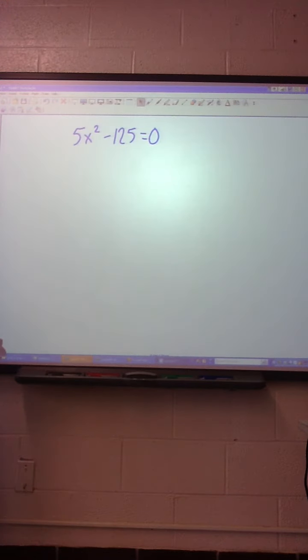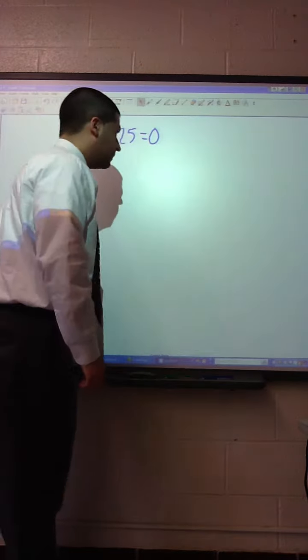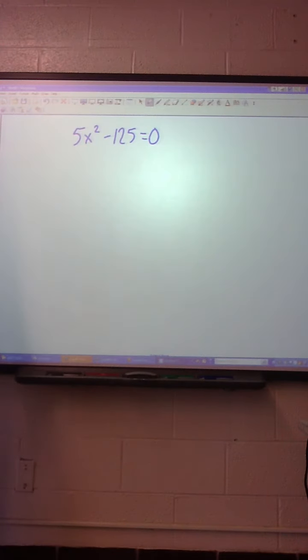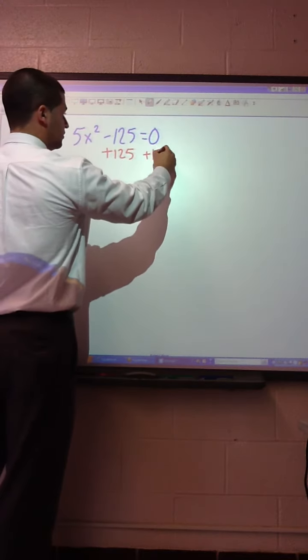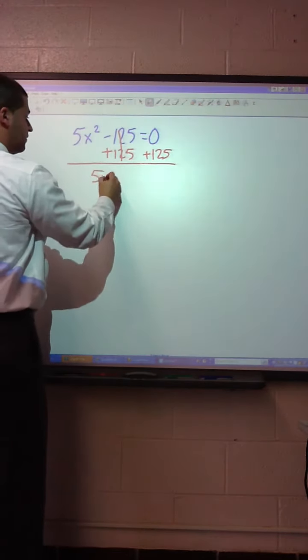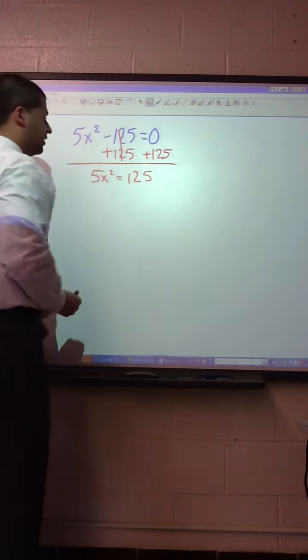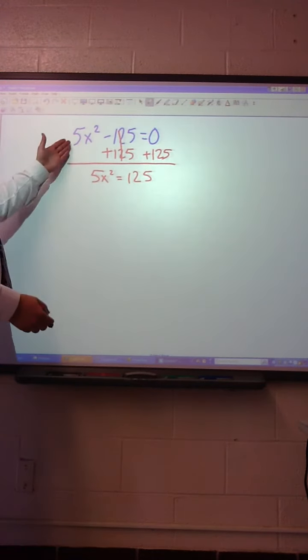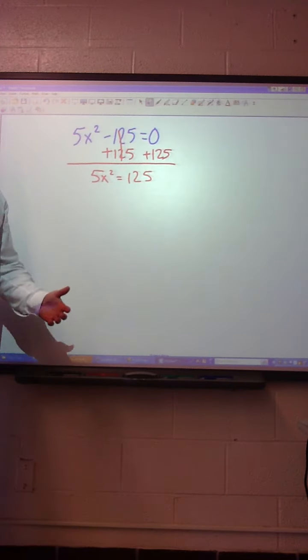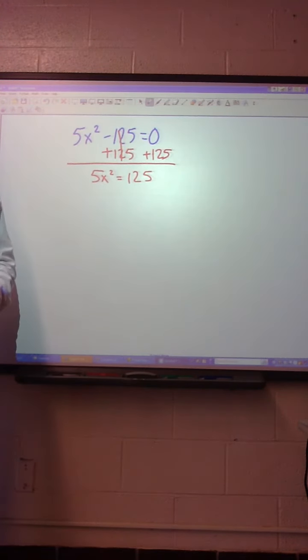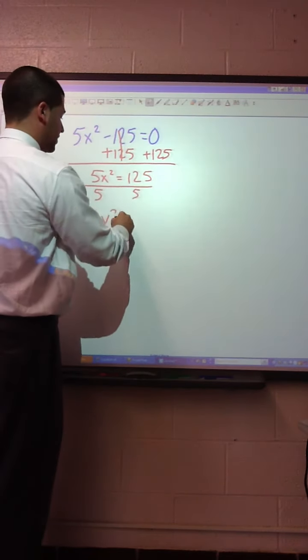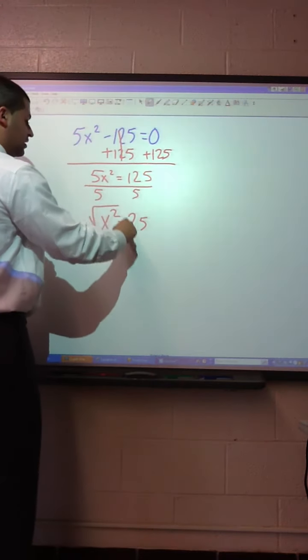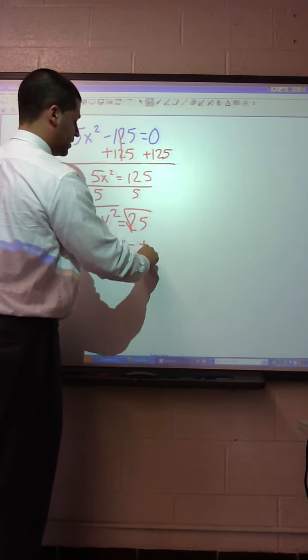How about this one? 5x squared minus 125 equals 0. Now, we want to make sure that our x squared is alone, and it's certainly not. Right now it has a constant with it and it has a number next to it. So we have a couple of options here. First, I'm going to start by adding 125 over. 5x squared equals 125. Now I can divide both sides by 5. You could have just as easily taken out a GCF to start. Doesn't matter to me. This is keeping consistent with what we have been doing by moving things away from the x squared term. So if you divide by 5, you'll get x squared equals 25. Now you can take the square root and get x equals plus or minus 5.